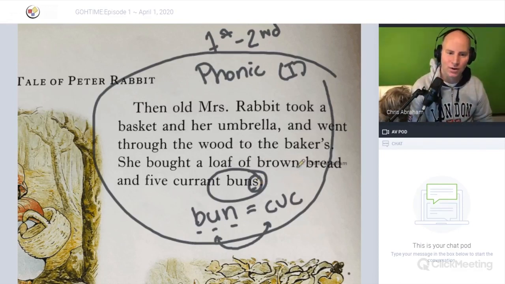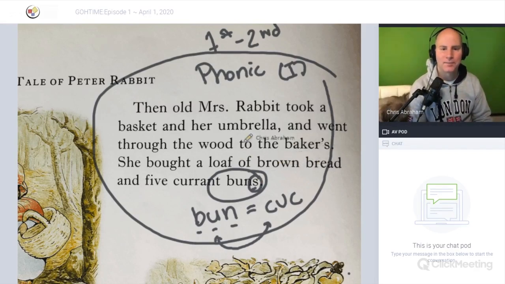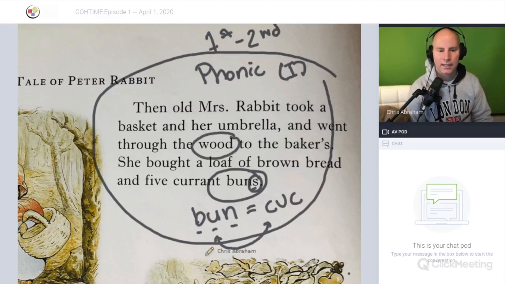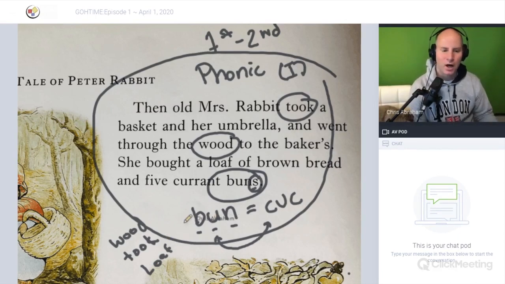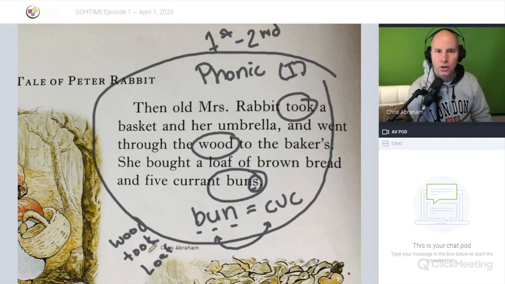How about a harder word? How about words like wood? Let's do wood and took. And let's keep going with this loaf. What's going on there? All these words, would, loaf, took, they all have three sounds. W, d, t, k, l, o, f.